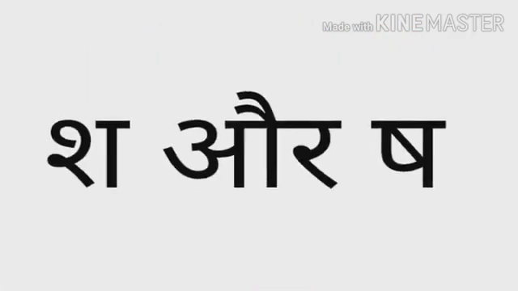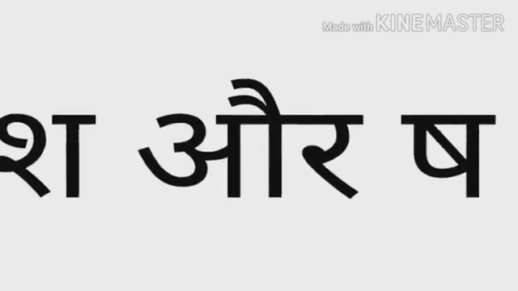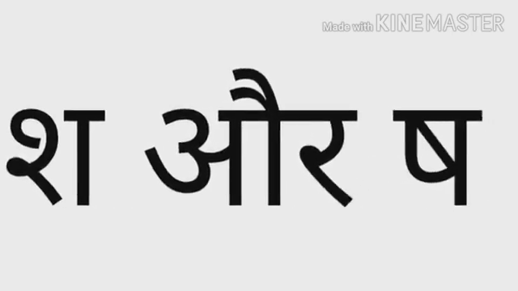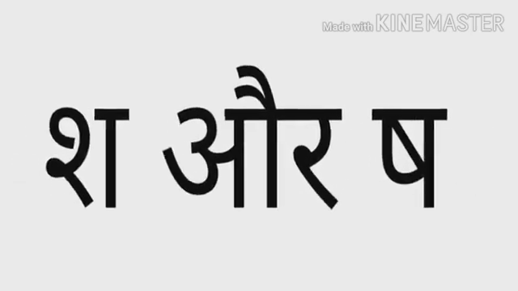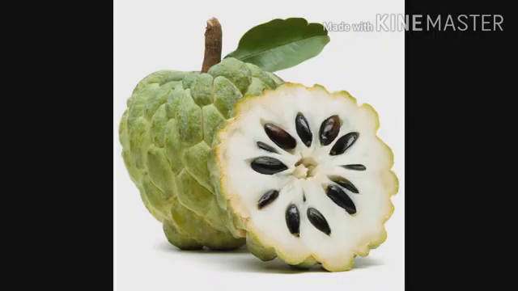So today we are going to learn two new व्यंजन in Hindi, that is व्यंजन sh or sha. So let's have a look at some examples. First example is sha se shalgam. Sha se shalgam. The next example is sha se sharifa.